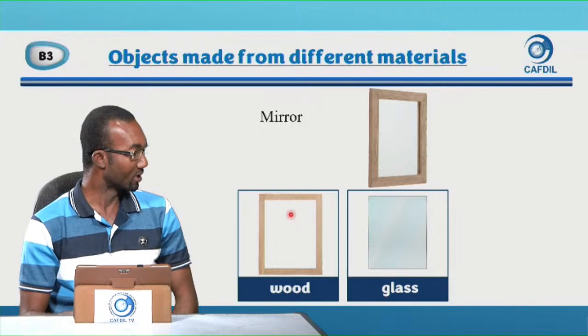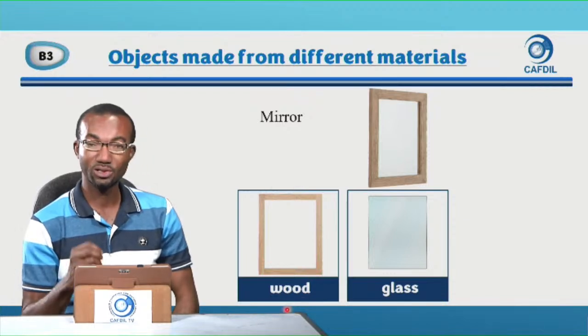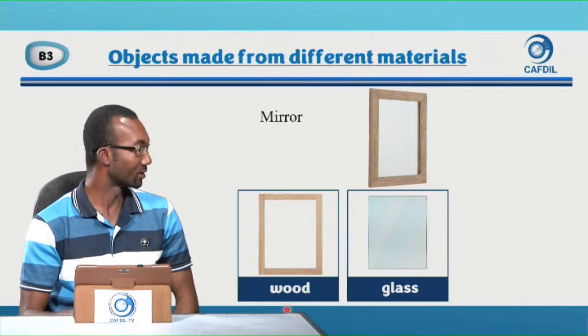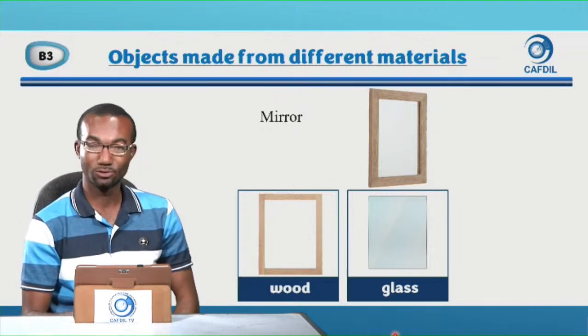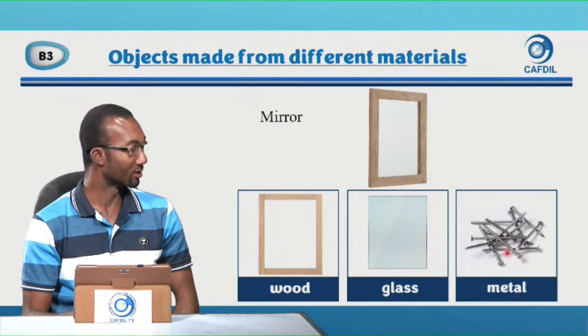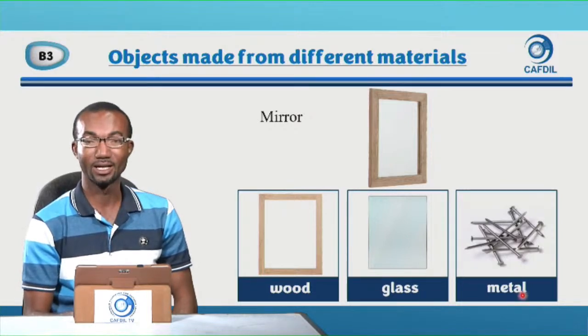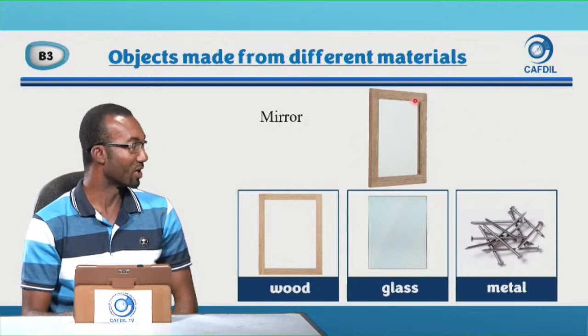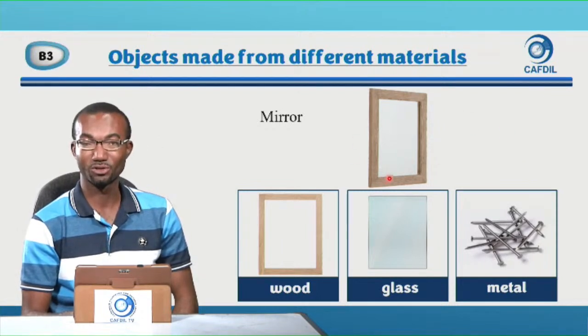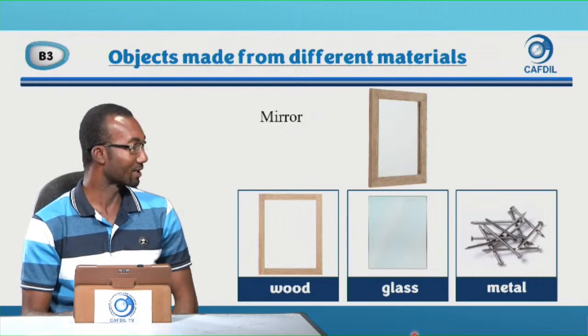If you look at the wood here, the wood was joined together. So what was used to join this wood together? Good, we had some small nails. So in making this mirror, we needed wood, glass, and then metal. And this went into the making of this mirror. So this mirror is also an object made from different materials. Let's look at another object.